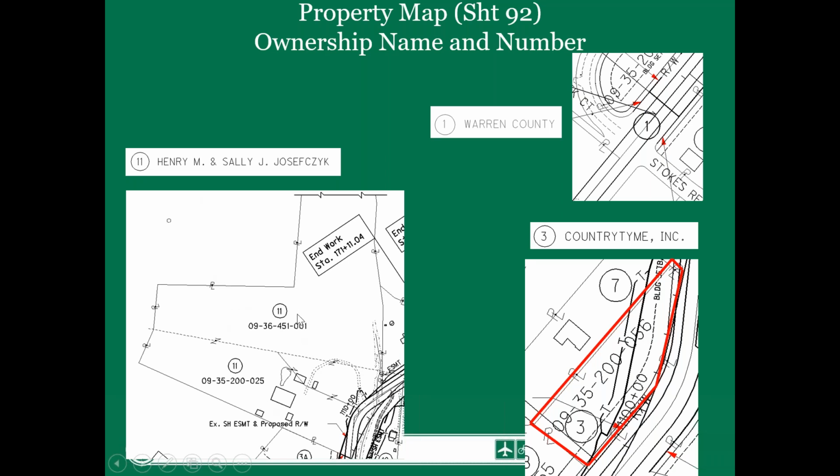And then of course we have property owner 11, which does have multiple auditor's permanent parcel numbers. These in Ohio are tax identification numbers. And so owner number 11 owns two different parcels that are combined, they're contiguous.